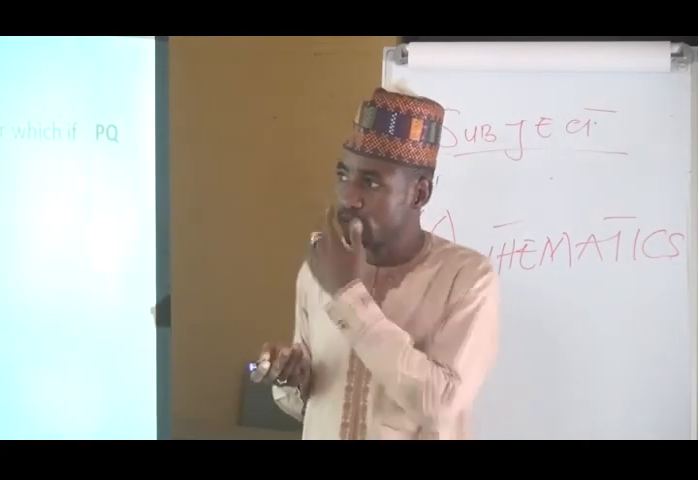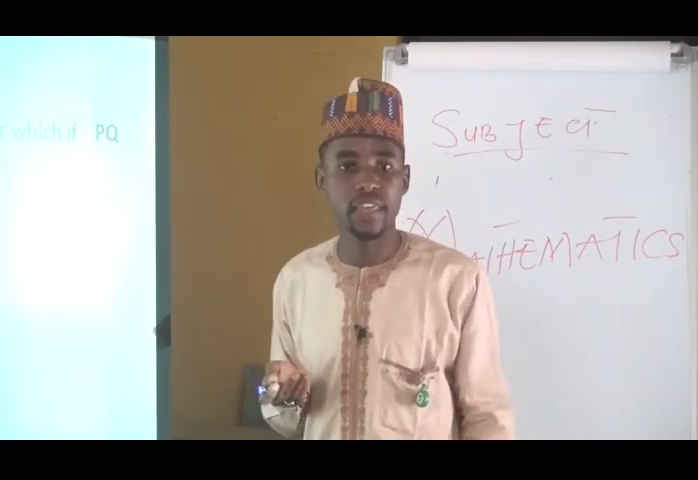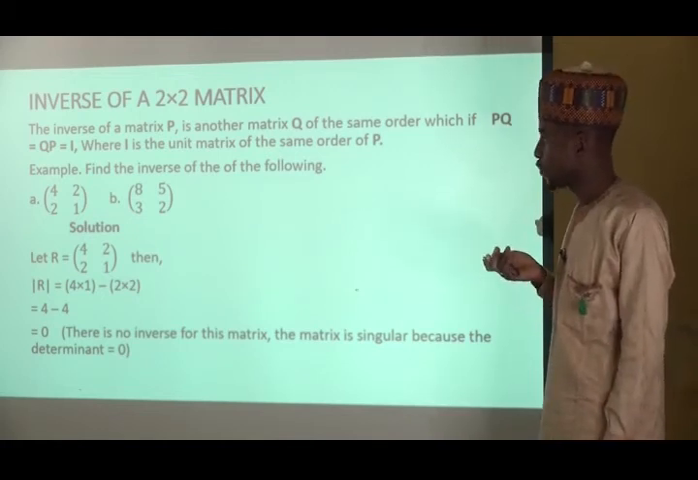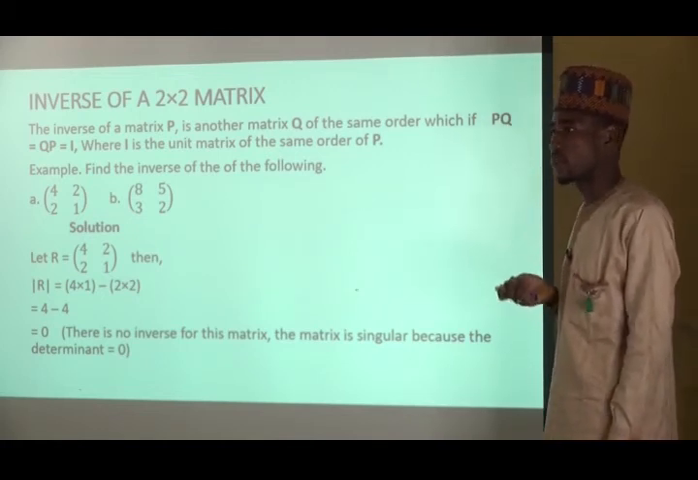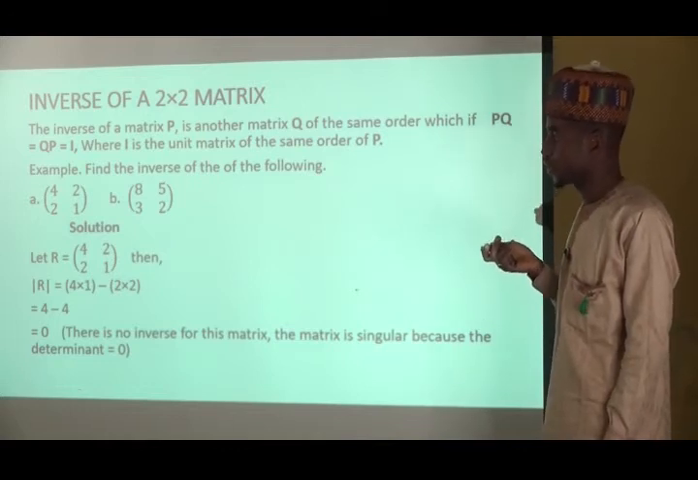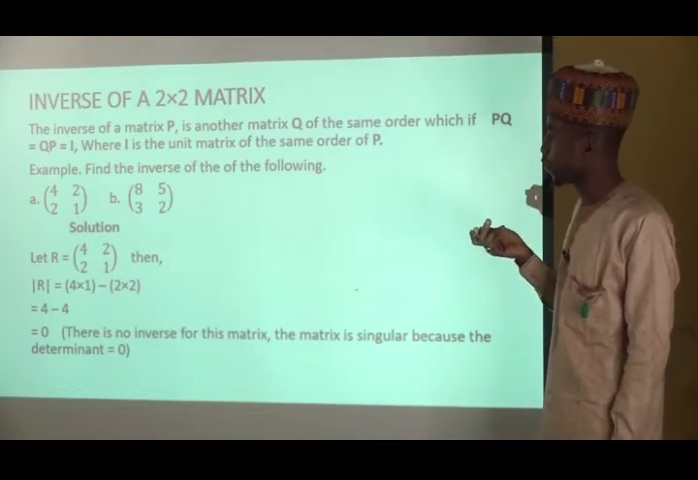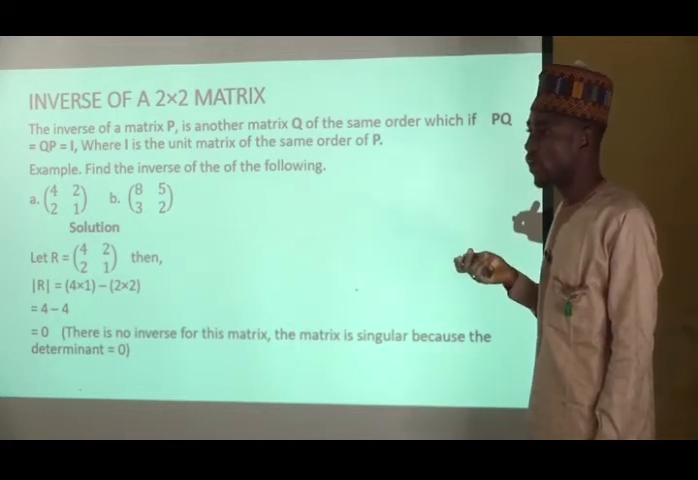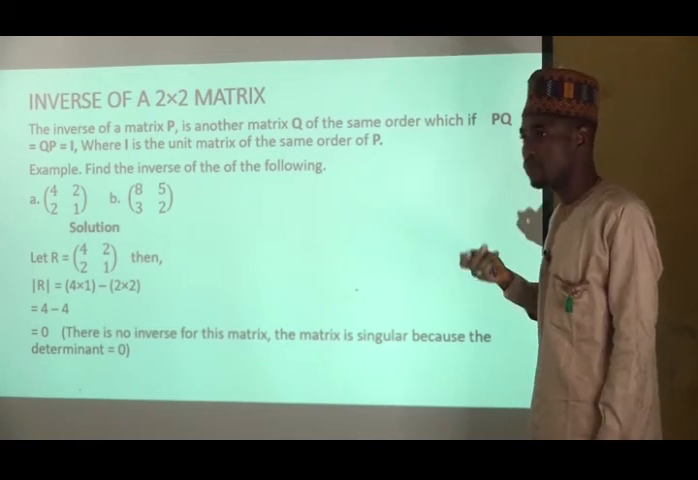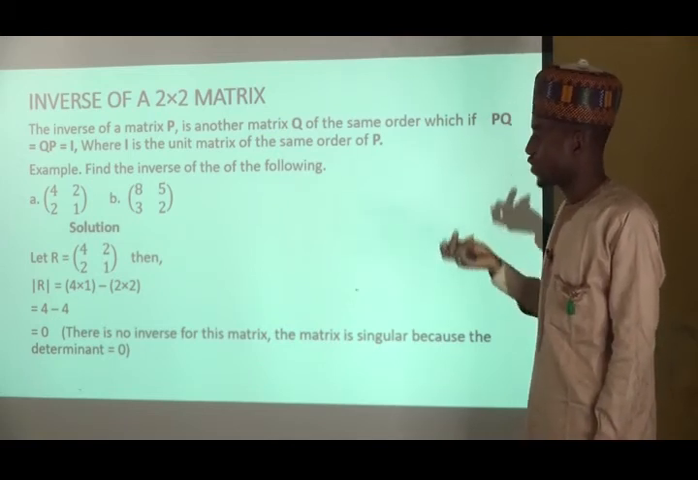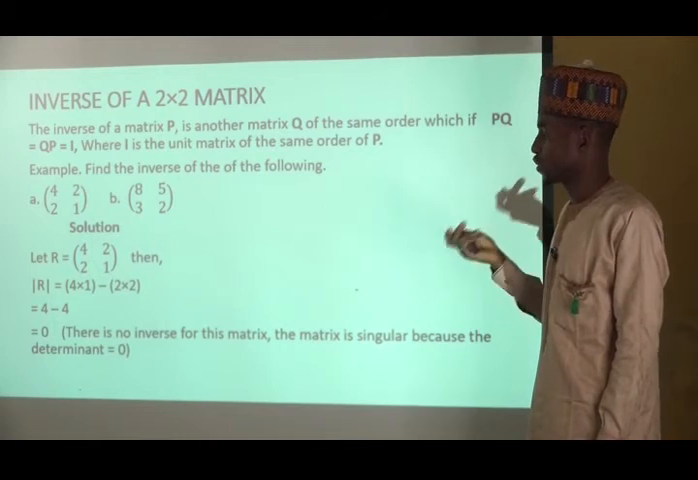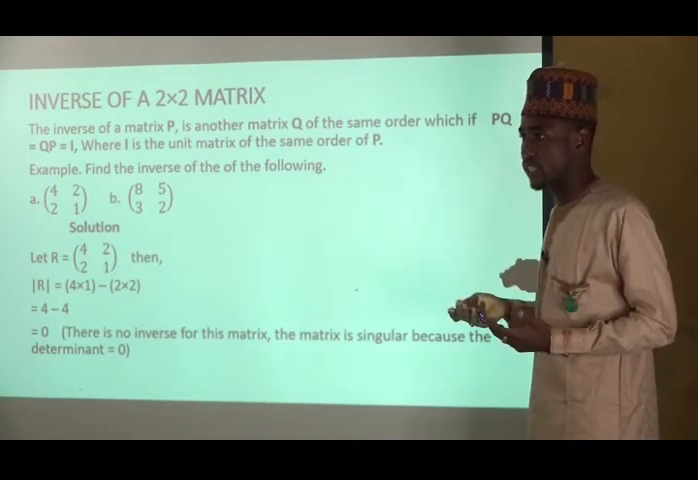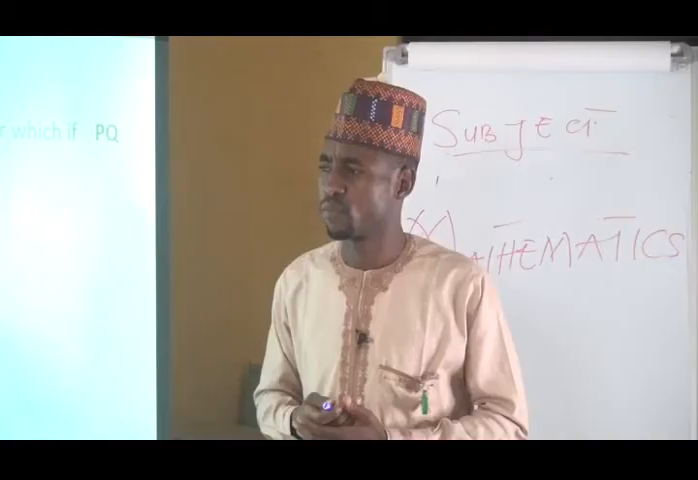Let's take an example. First example says, find the inverse of the following. A is a matrix with first row elements 4, 2, and second row 2 and 1. B is another matrix with elements in the first row 8, 5, second row 3 and 2. Now we are asked to find the inverse of these matrices.